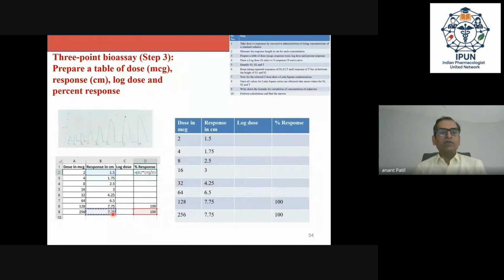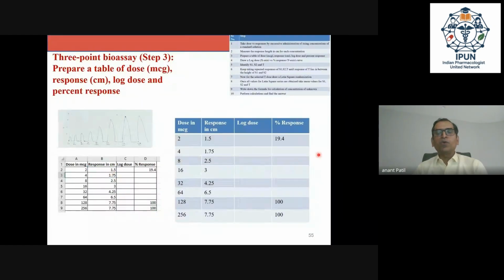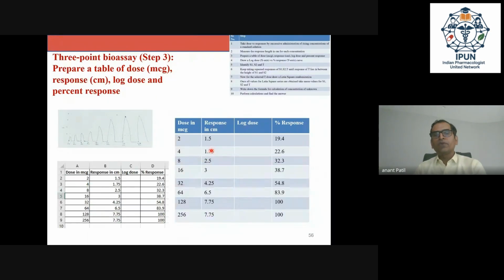If 7.75 is 100, how much should be 1.5? It is 19.4%. Then same thing you calculate: if 7.75 is 100, how much should be 1.75? 1.75 is 22.6. How much should be 2.5? It is about 32.3. So once you know what is 100 maximum, then you calculate the percentage for each of them. Now the next step would be to convert the dose into log dose.